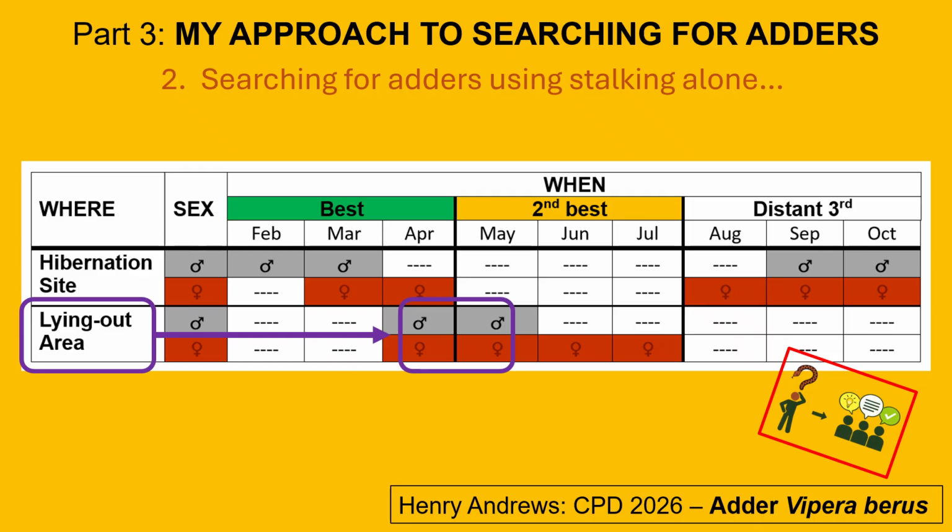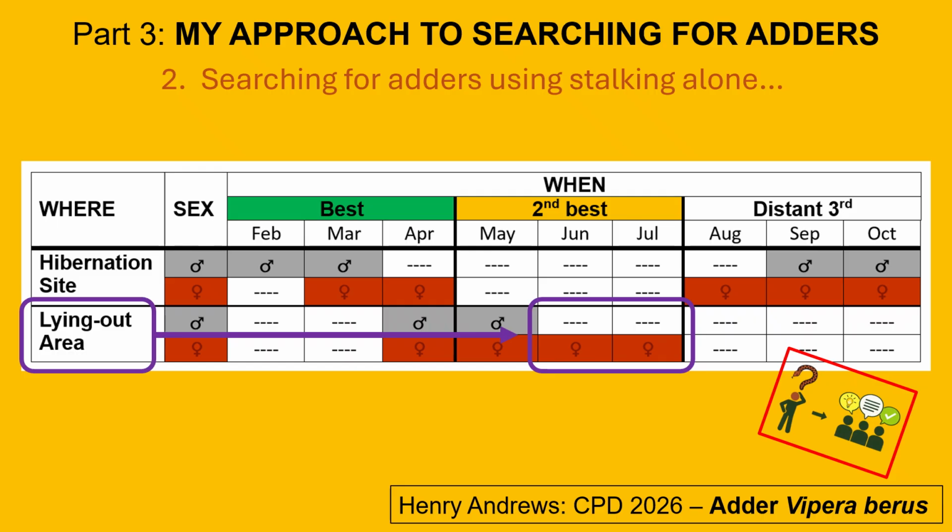So there's therefore little point in stalking for males and non-breeding females on a migration route or in a hunting ground. However, although non-breeding females are secretive, the pregnant females are apparently conspicuous in June and July, when they bask whenever the conditions are favourable. So, I might still attempt stalking for females in the lying out area.